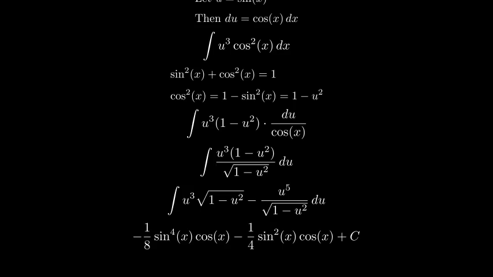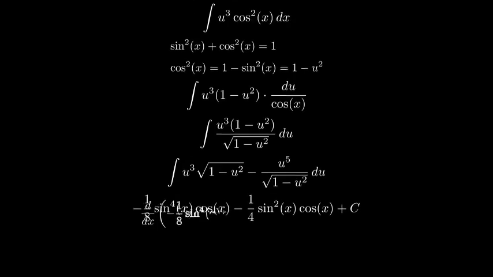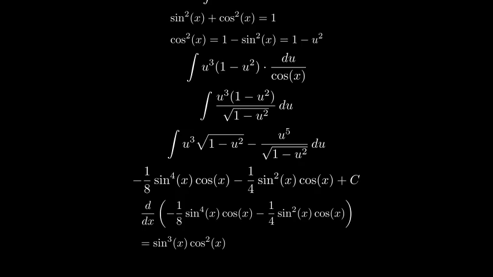The final result, after all calculations, is negative 1/8 sine to the 4th x times cosine x minus 1/4 sine squared x times cosine x plus c. Let's verify this is correct by differentiating our answer. When we differentiate this expression and simplify, we get back sin³ x times cosine² x, confirming our solution is correct.